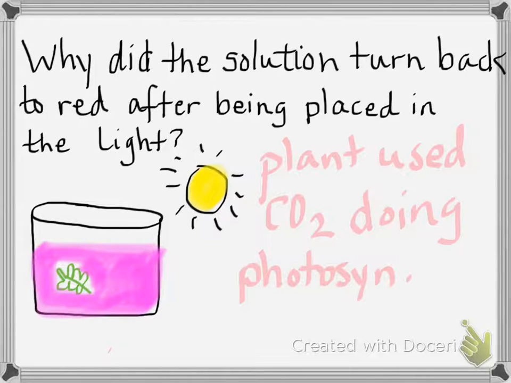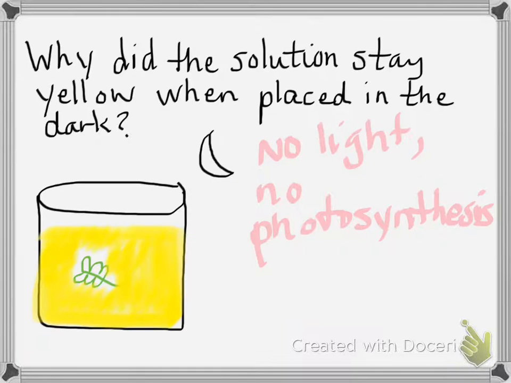Okay, then we had this other one that was in the dark. I think it was in a drawer. What color did it come out 2 days later? Still yellow. How come it was still yellow? No light, no photosynthesis. So that water was still full of CO2. It was still very high in CO2 because the plant didn't get to do photosynthesis in the drawer.